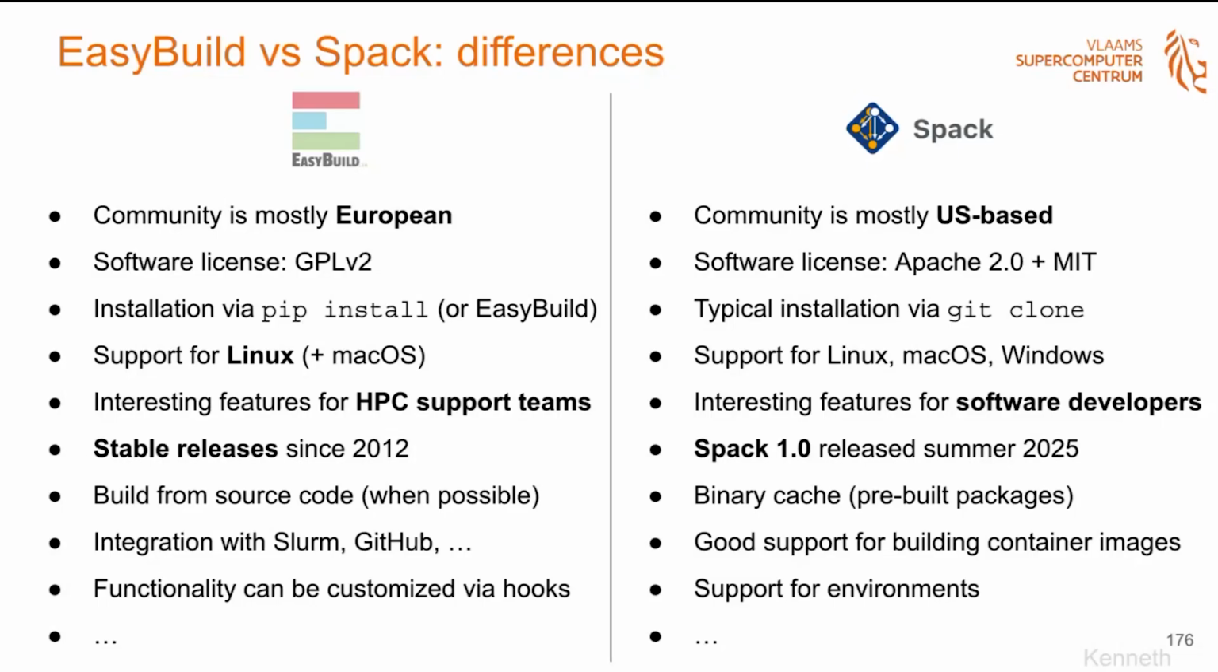The software license is a bit different. The way you install things is a bit different. EasyBuild mostly focuses on Linux. It, to some extent, works on macOS, but you won't get very far, while Spack also has full support for macOS and even Windows to install software with. The use case is a bit different. I would say EasyBuild is more focused on HPC support teams, while Spack is more focused on making software developers happy.